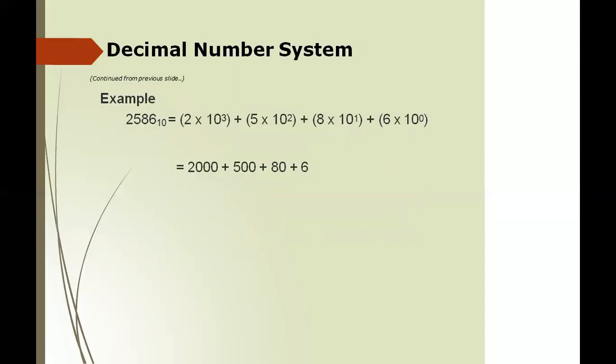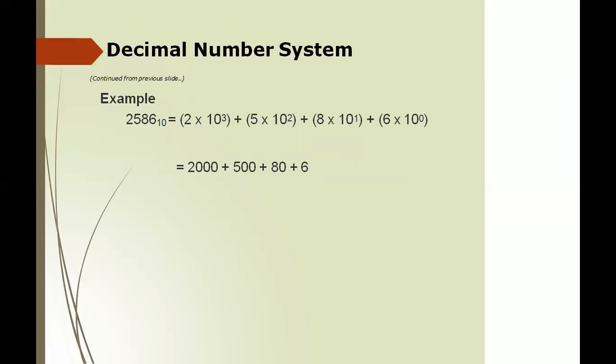And in decimal number system, for example, the number is 2568, and we know the position of all these digits, that is 1, 10, 100, and 1000 position. And we multiply each digit by its positional value. That is 6 is unit value, and 8 is in the 10th position, and it is 10.